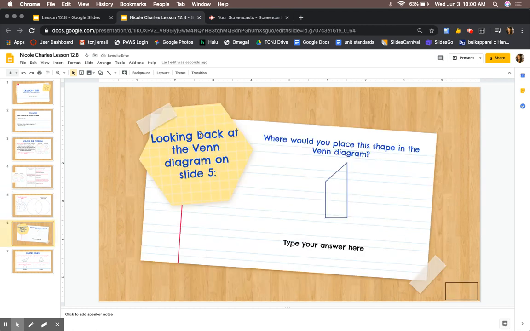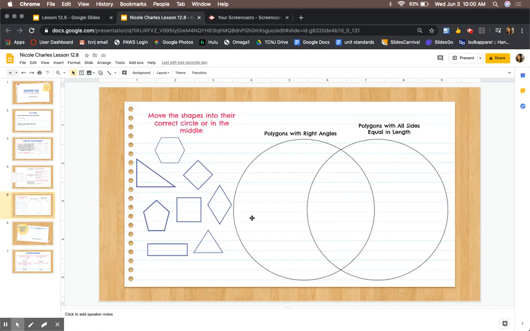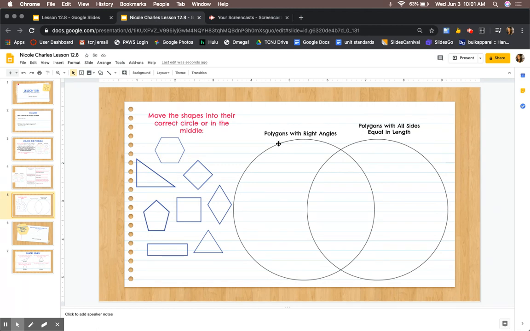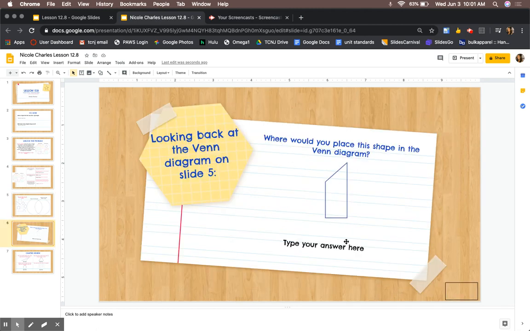Next, we have looking back at the Venn diagram on slide 5. So you need this Venn diagram to answer this question. So it says, where would you place this shape on the Venn diagram? Now we look at this shape, try to see the different aspects of it, the sides, the angles, and then decide which circle it would fall under, or would it fall under the middle.